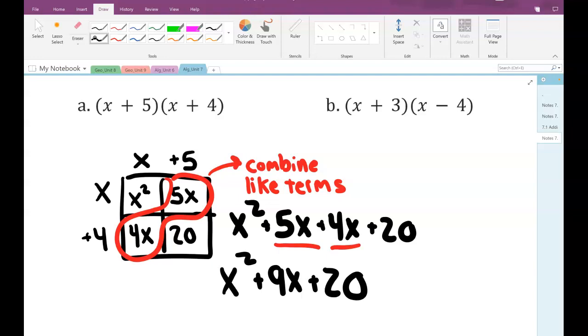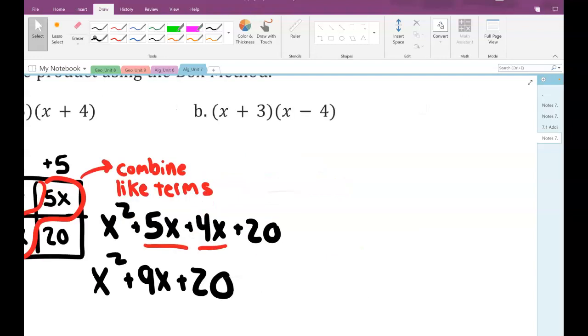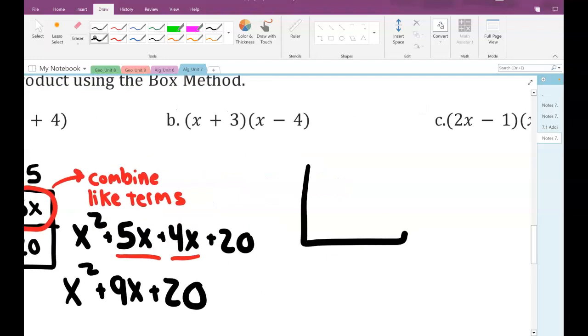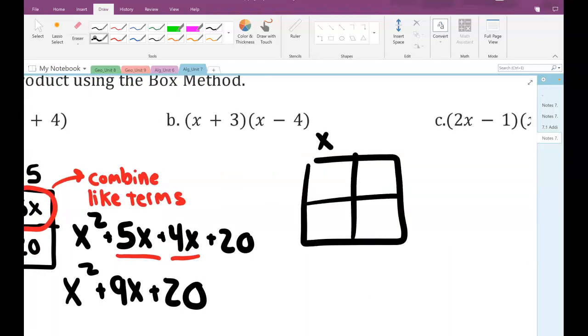So for our second example, we're going to do the same thing. Set up a box, 4 smaller squares on the inside. I'm going to do it a little off-center. x and then a positive 3 on the top. You always have to take the sign of the number that's with it. So it's a plus 3 up here. So down here will be a minus 4. So x and minus 4.